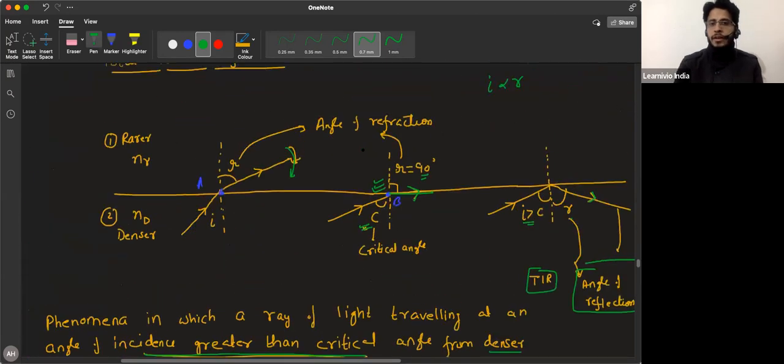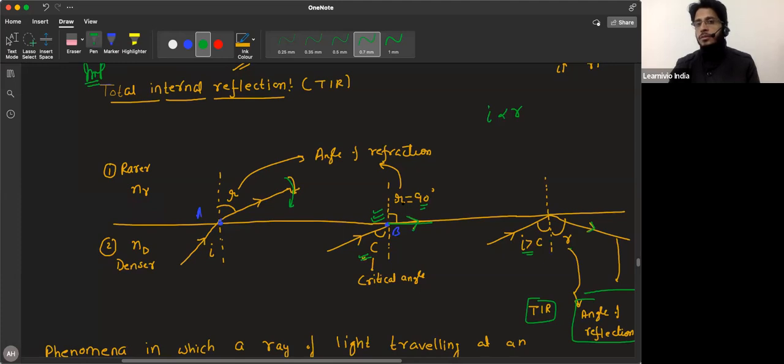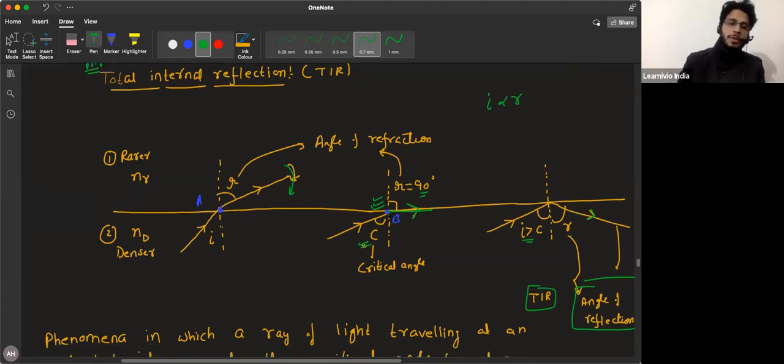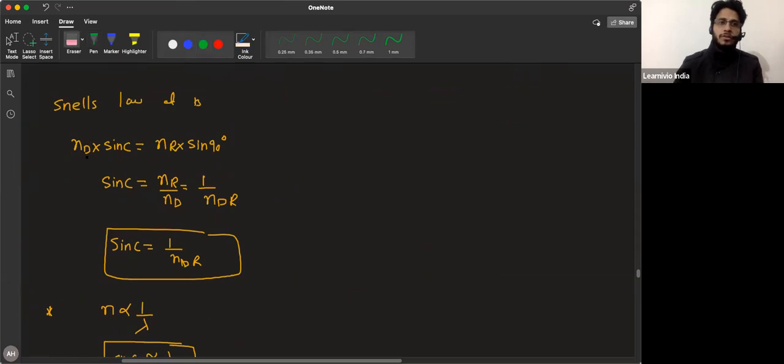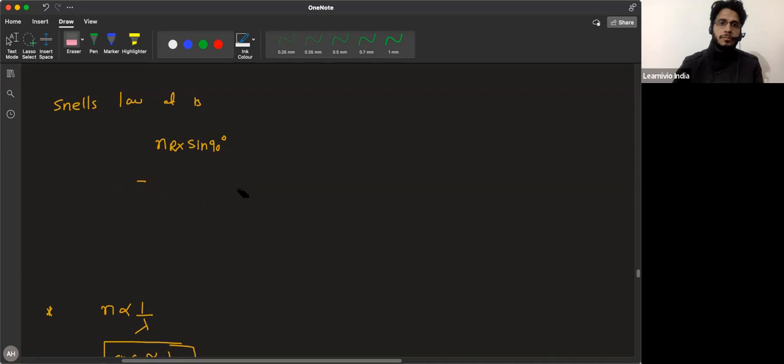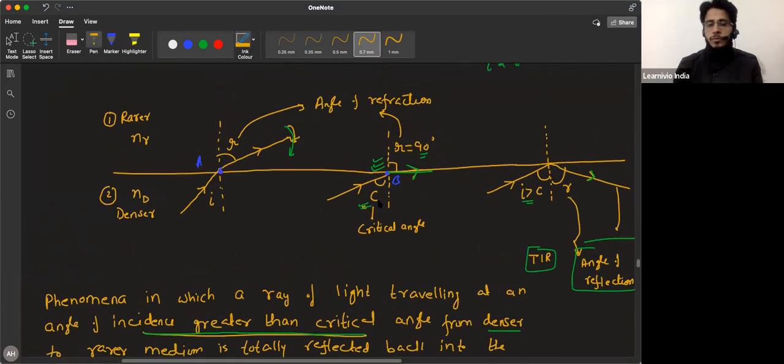So now I need a relation between this critical angle and the refractive index of the medium. So let's derive a relation. I should write it. See, if I apply Snell's law here, at point B, who will apply Snell's law? Ahmed, apply Snell's law in the product form. What is the refractive index here? ND. And what is the angle?